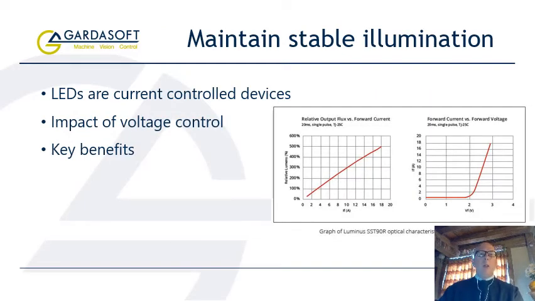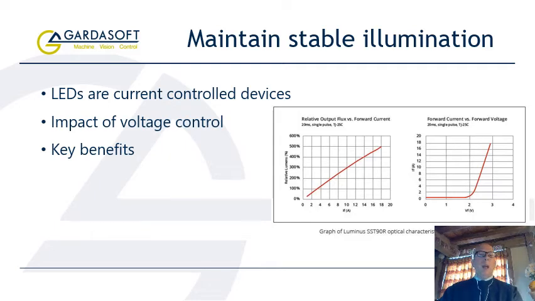Maintaining stable illumination. As explained in section 2, the brightness of LED lighting is proportional to the current running through the device, and for this reason, all LED device manufacturers recommend using current control. In fact, a very small change in LED drive voltage will result in a much larger change in light output intensity, as shown in this slide.